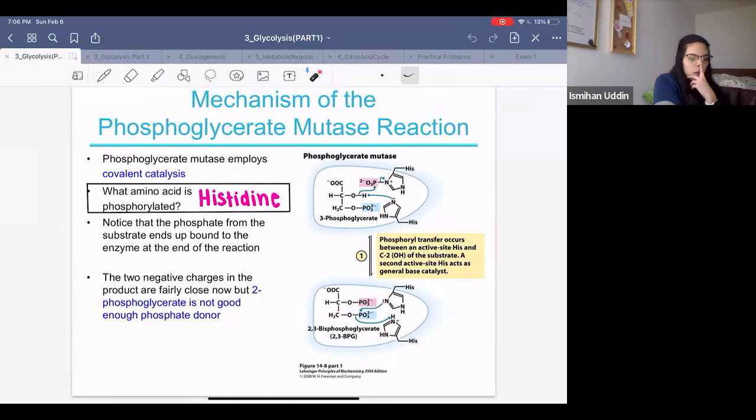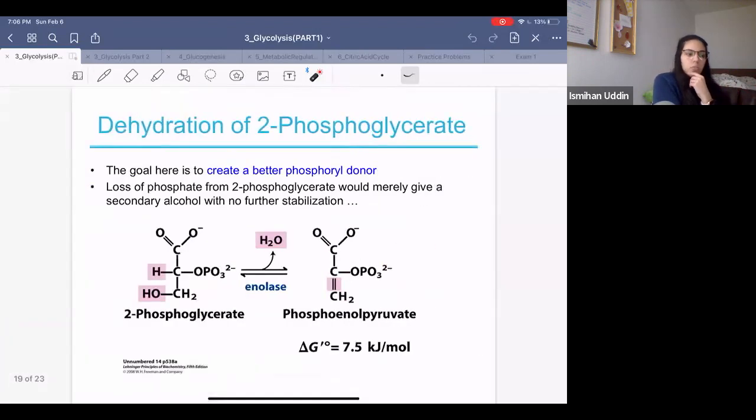The 2 negative charges in the product are fairly close now, but 2-phosphoglycerate is not a good enough phosphate donor. So now we have to make a better phosphate donor. What happens? Enolase. The loss of phosphate from 2-phosphoglycerate would merely give a secondary alcohol with no further stabilization. So now we have to do a little maneuver here with enolase to make it into an alkene type situation.